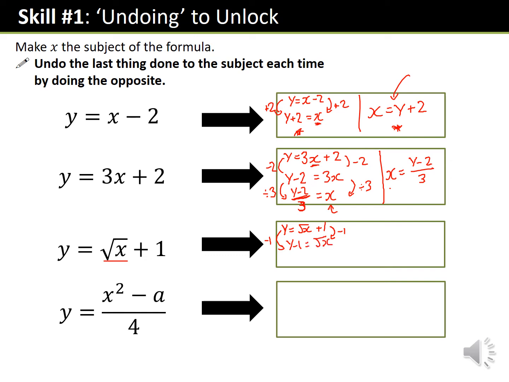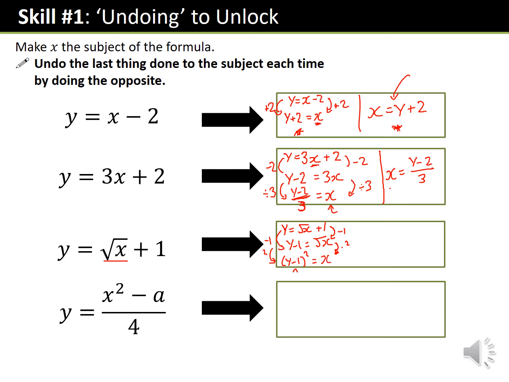And so what do we need to do to a square root of something in order to get back to the original thing? So what do we need to do to square root x to just get x? So what we need to do is the opposite of square rooting, which is squaring. So I'll represent that as a little 2. So we're doing that to both sides. So we end up with y minus 1 squared equals x.